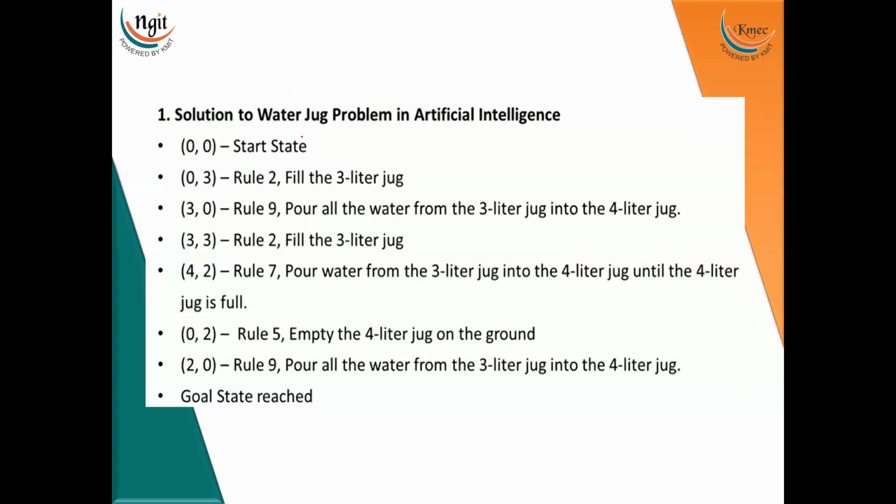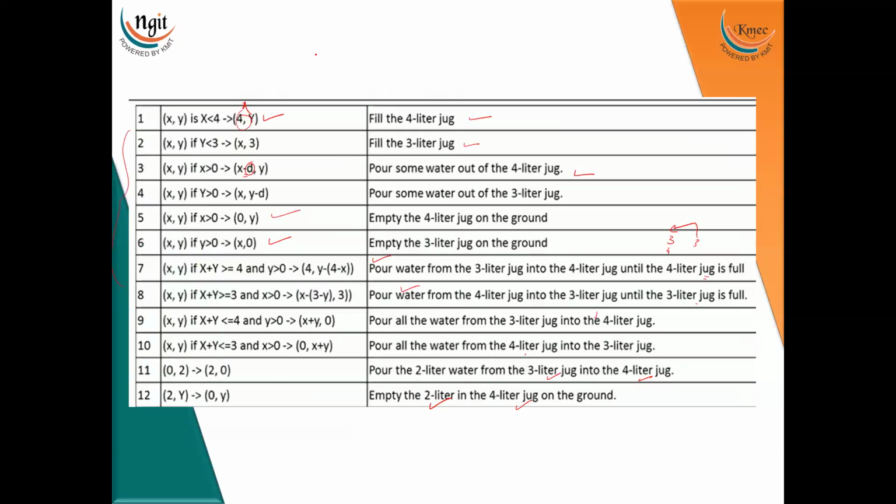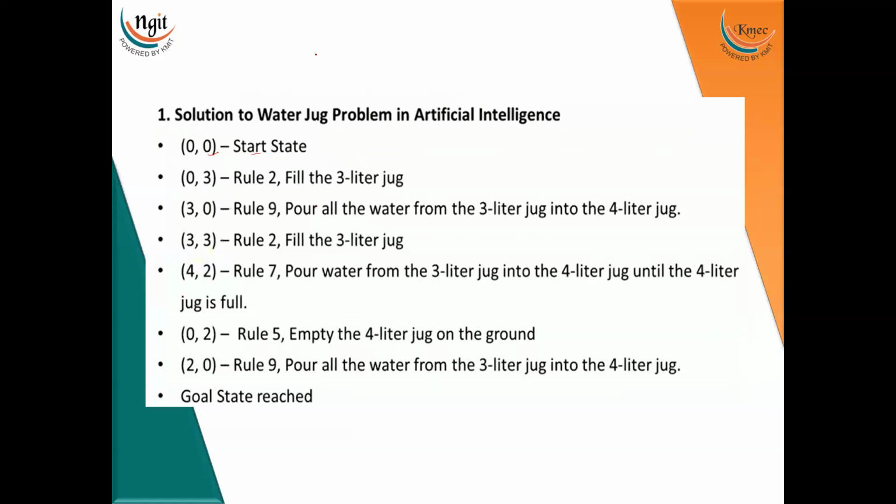Let us see this solution. The start state, we already said, is (0, 0). Now, as per rule 2, fill the 3 liter jug.